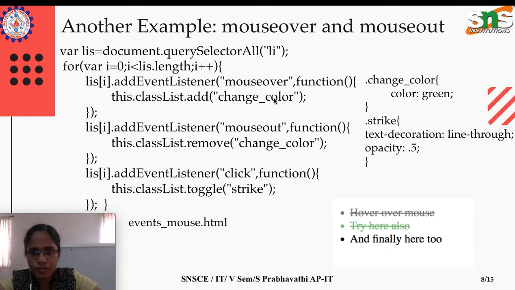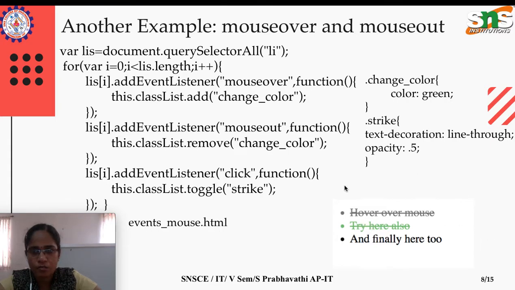Color change, and so color change in the sense, initially the color is normal color black, and when you mouse over it, the color changes to green, and when you move the mouse out, the green color is removed.